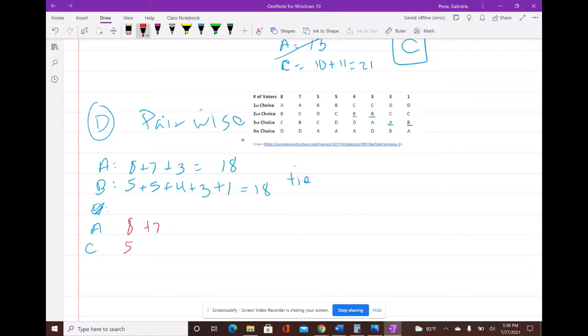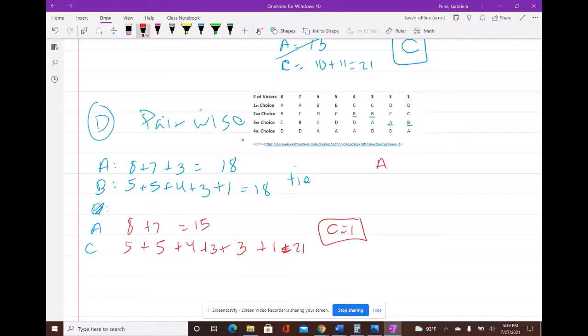C wins here. There's 5. C wins here. So there's 4. C wins here. So there's 3. C wins here. And C wins here. So there's 1. So now there's 15 and 21. Sorry, equals. So here C wins, has 1 point.